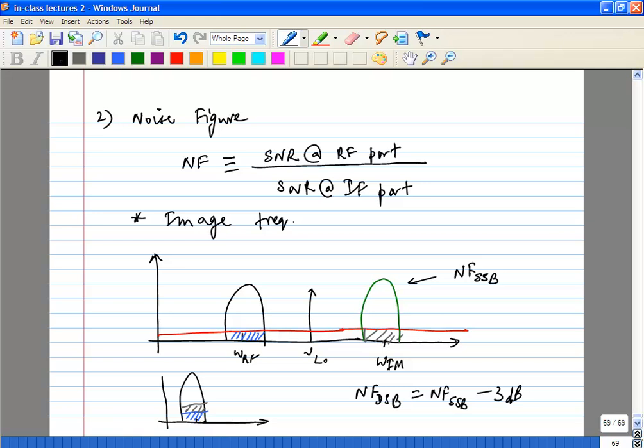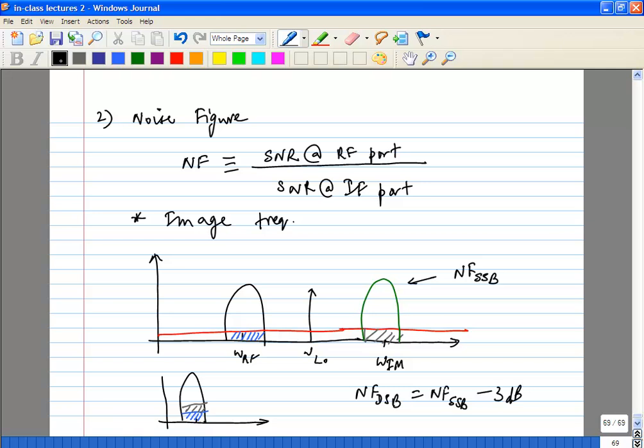One more thing to note, unique to a mixer. Let's say your mixer is completely noiseless, absolutely ideal. What is your single sideband noise figure? And what is your double sideband noise figure? Still, whatever information is coming through, that noise is there.